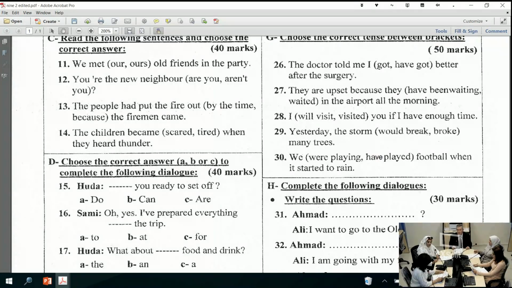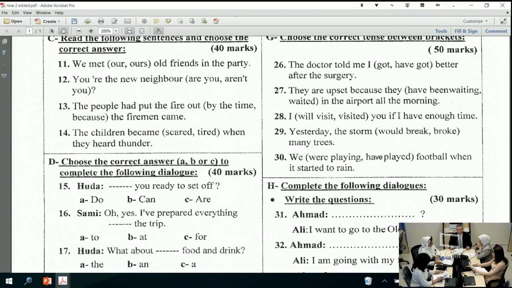In the example, Miss Huda, read number 11. We met our old friends in the party. Really, here students should know that our is a possessive adjective, and the possessive adjectives are followed by a noun. So they should choose our because we have the noun old friends. We have our, possessive adjective, and ours, possessive pronoun. The possessive adjective our is usually followed with a noun, while ours is a possessive pronoun and it is not followed with a noun. And here we have old friends. It's not ours, it's our.